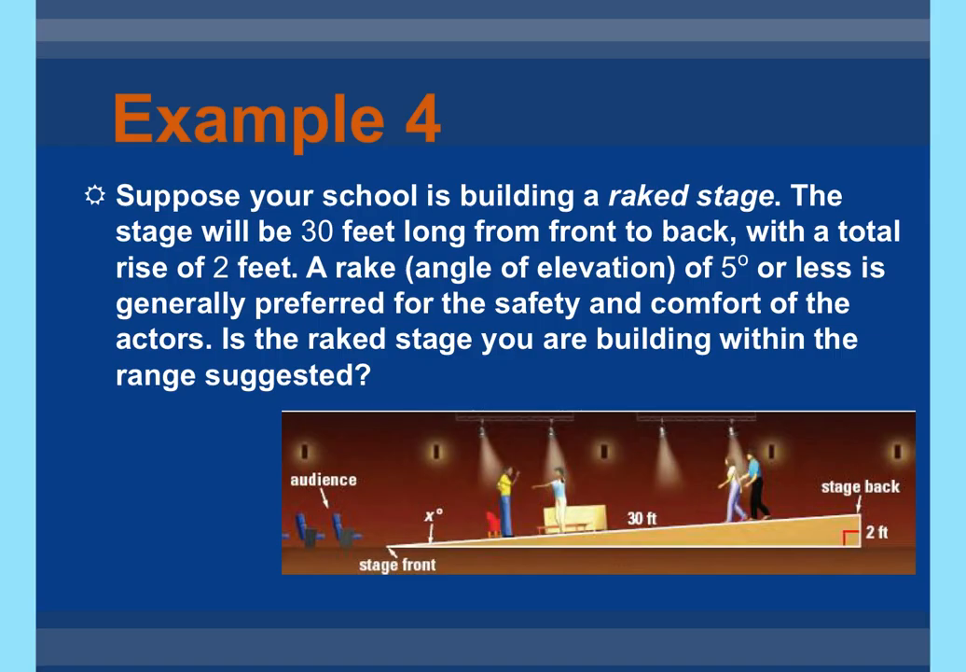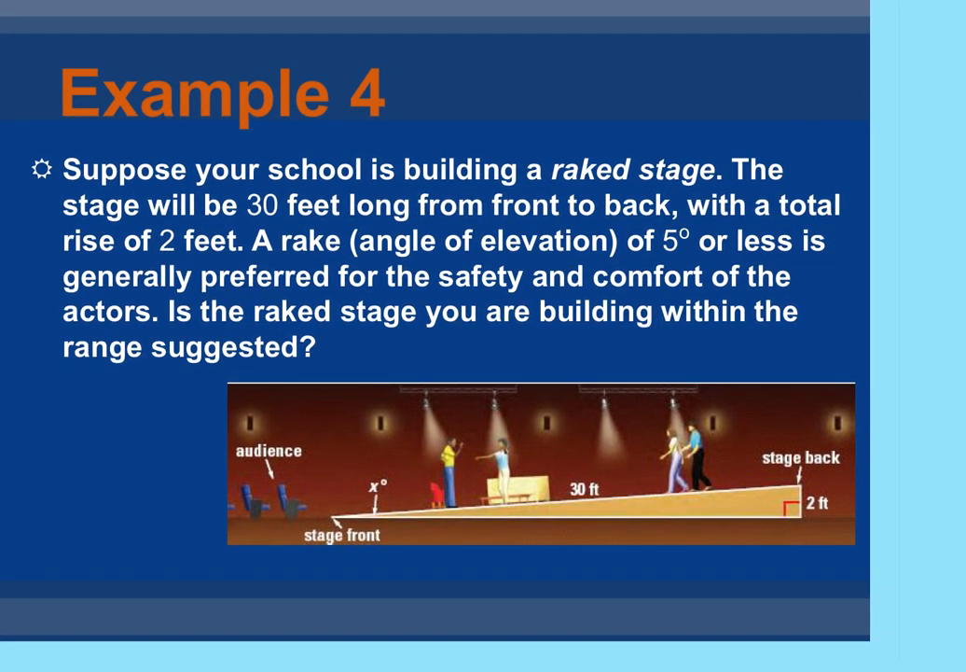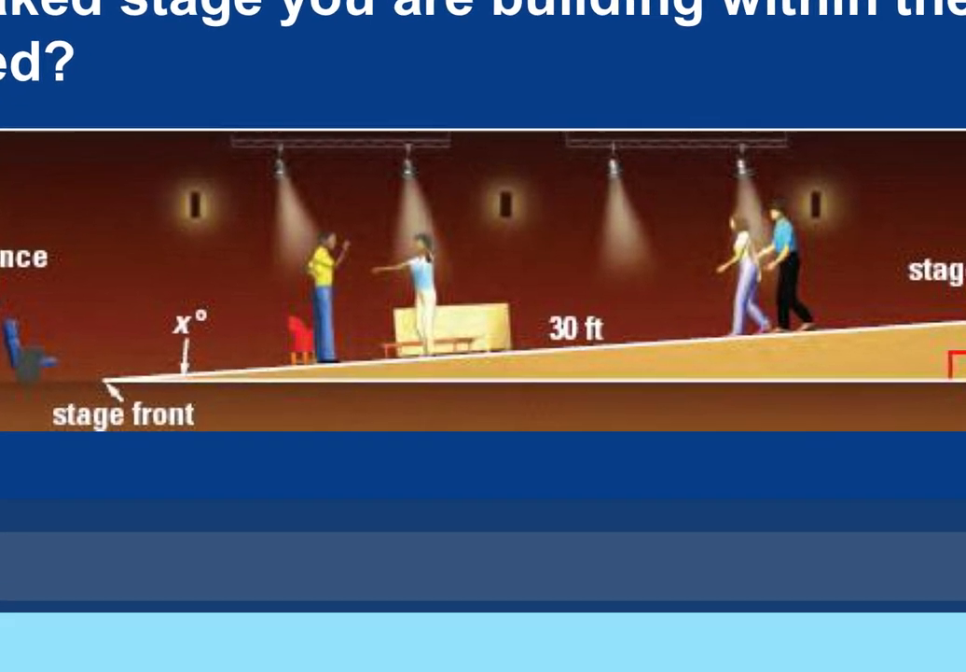All right, example 4 says, suppose your school is building a raked stage. The stage will be 30 feet long from front to back with a total rise of 2 feet. A rake or angle of elevation of 5 degrees or less is generally preferred for the safety and comfort of the actors. Is the raked stage you are building within the range suggested? So this time, I'm trying to figure out what that angle is, right? And they drew you the little picture.